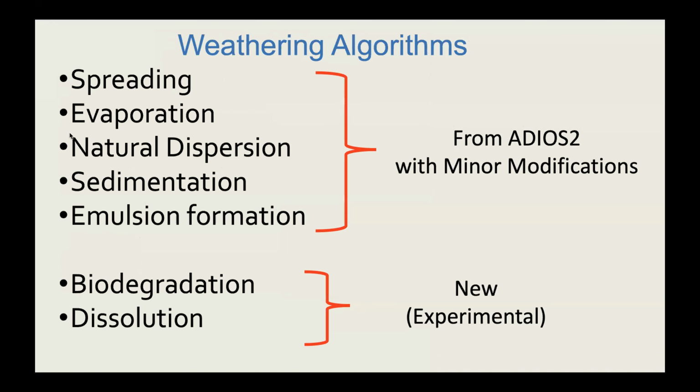The weathering algorithms included are spreading, evaporation, natural dispersion, sedimentation, and emulsion formation. And this is all pretty much the same algorithms that were in ADIOS 2 with just minor modifications. We also have now included a biodegradation algorithm and a dissolution algorithm. These are still experimental and aren't turned on in the operational version, but the code is there, and we're hoping to make it more operational in the future.